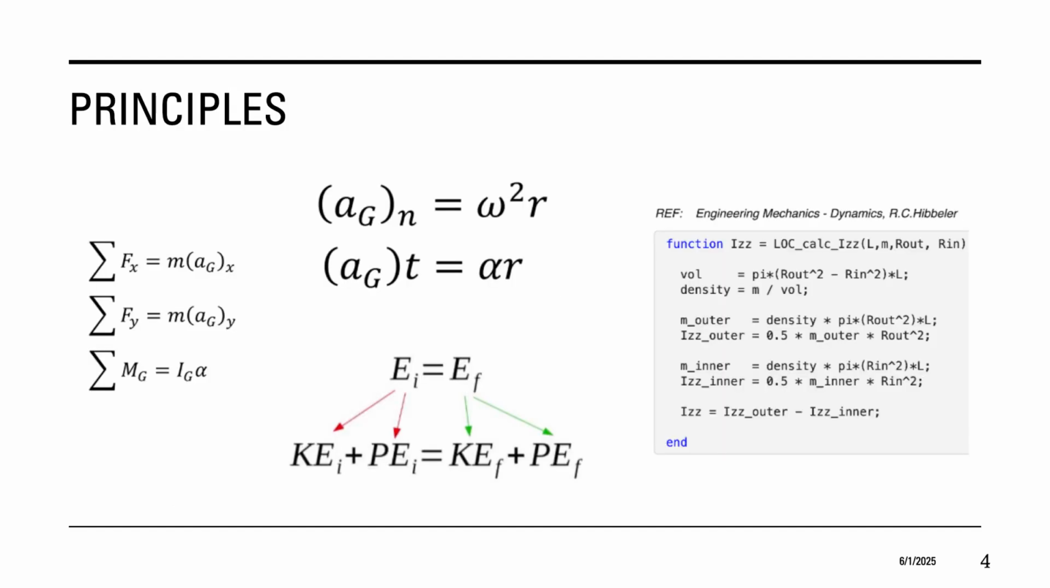These are our principles. The key principle that we will be using is Newton's second law of motion, relating forces to mass and acceleration of a body. The components of rotation, acceleration, conservation of energy, and finally, a given formula for mass moment of inertia to accurately calculate for a hollow cylinder.